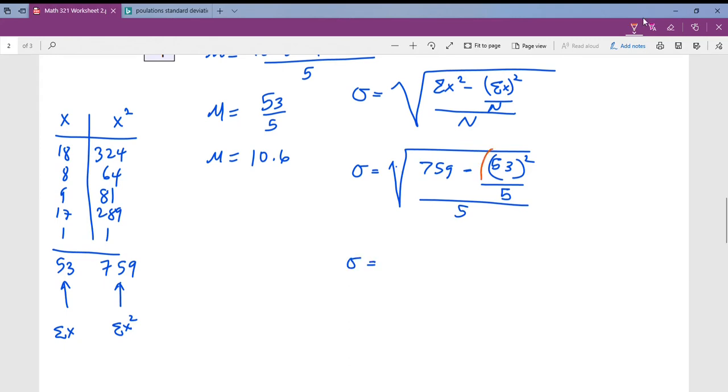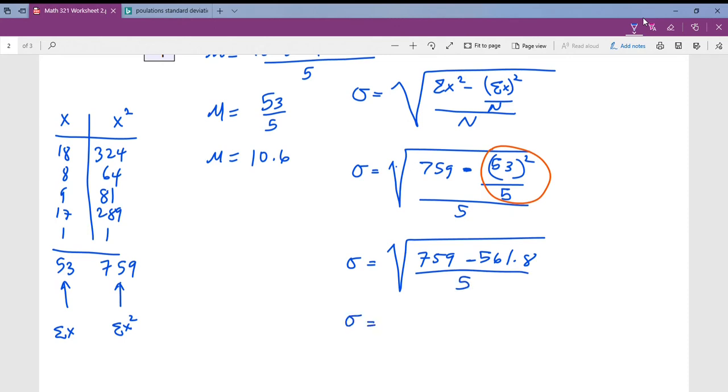I'm going to do this portion on a calculator first. And that gives me negative 561.8, because there was a negative symbol in the front. And then I'm going to divide that by 5.